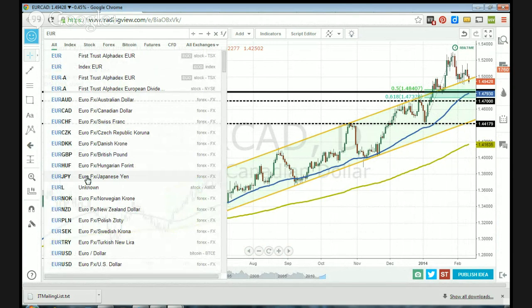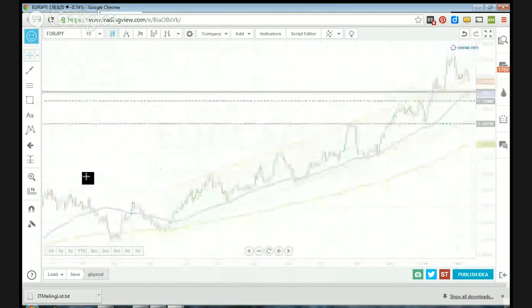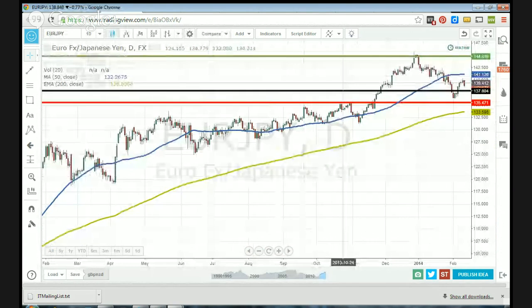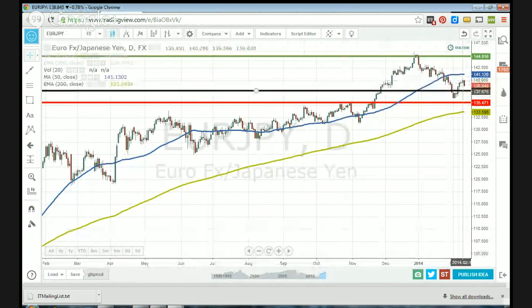Euro Pound, we looked at. Euro Yen, I still have an entry order on here. Euro is coming down a little bit against the yen. Yen is going up. Still about 100 pips away from being filled. So we'll see. That order's on, so nothing to do. Let's see if it gets filled.